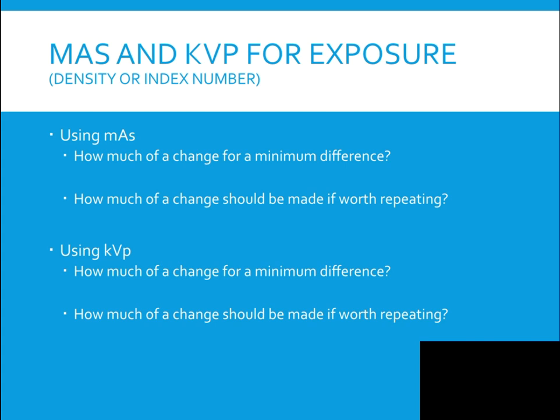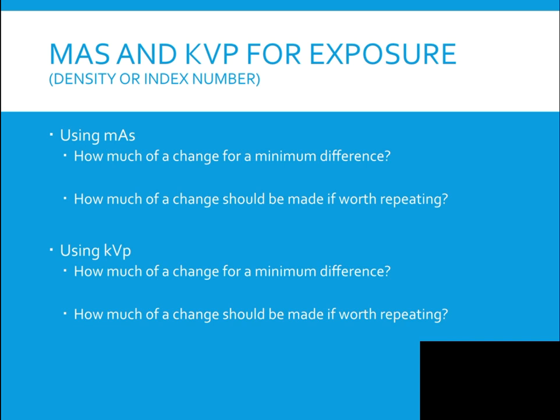So using mAs, how much of a change for minimum difference? And that is your 30%. Remember, you've got 30% as the baseline for the minimum amount that you would change. You're almost never going to use that, because, it's a testable question, but if it comes down to the point of making a second exposure on a patient, then what you're going to have to change is your mAs by a factor of 2. So it's going to be a 100% change.